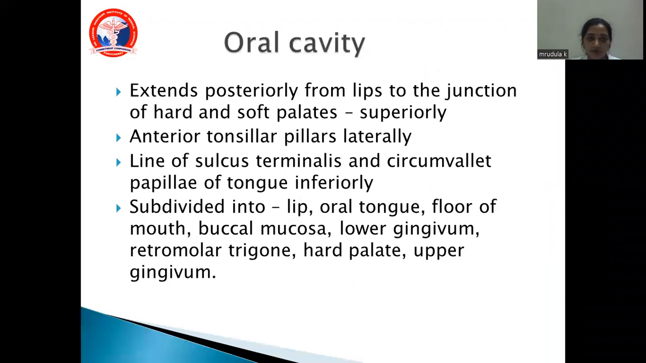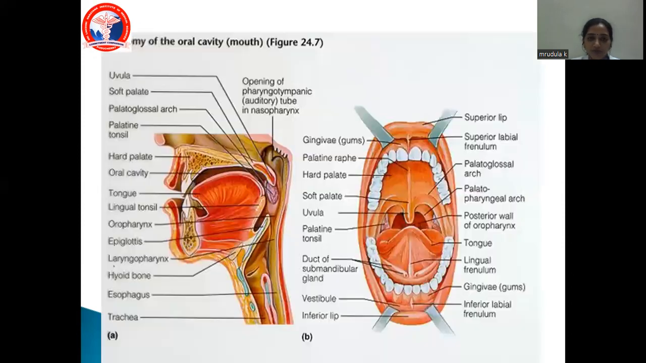The oral cavity extends posteriorly from the lips to the junction of hard and soft palates superiorly. Anterior tonsillar pillars are the lateral boundaries of the oral cavity. There is a line of sulcus terminalis and circumvallate papillae of the tongue inferiorly. The oral cavity is divided into the lip, oral tongue, floor of the mouth, buccal mucosa, lower gingiva, retromolar trigone, hard palate, and upper gingiva.